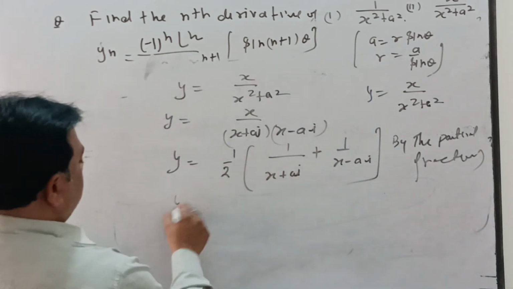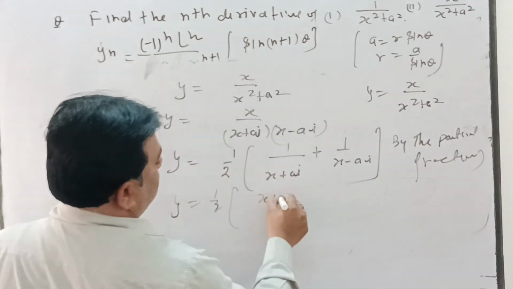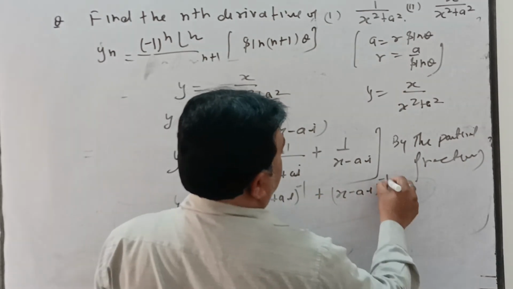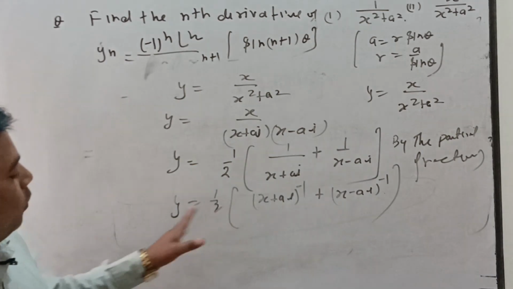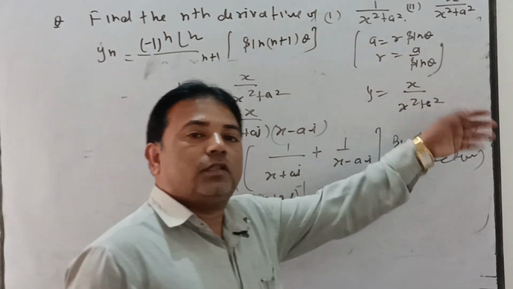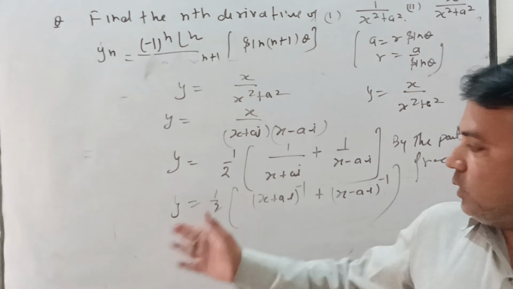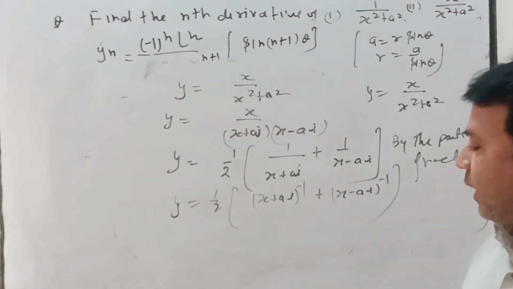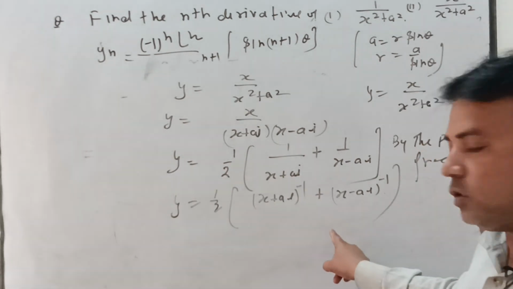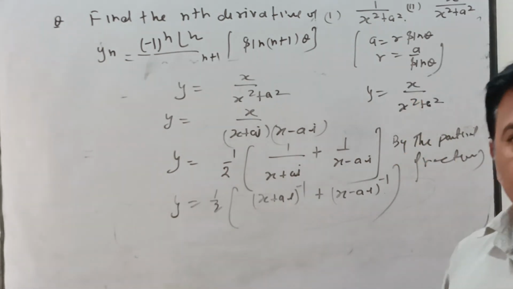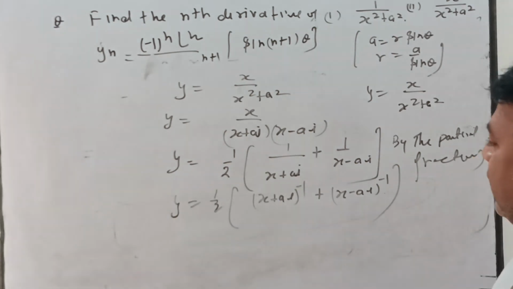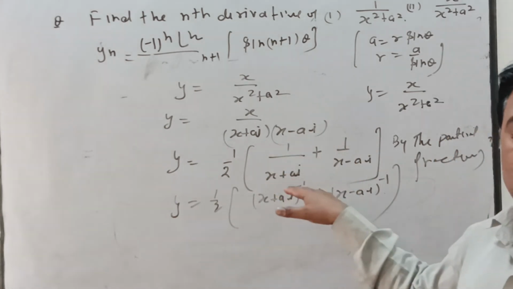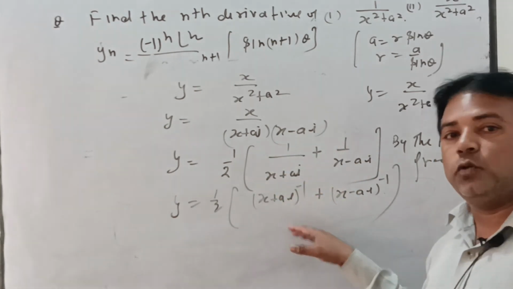Okay, again y equals 1 by 2, write (x + ai) to the power minus 1 plus (x - ai) to the power minus 1. We differentiate this function once, twice, three times. After making some similarity in this question, you find the nth derivative, and again put x equal to r cos θ and a equal to r sin θ. Now you can find the answer of this question. This is a similar process to the previous question, so this is a question to do yourself.